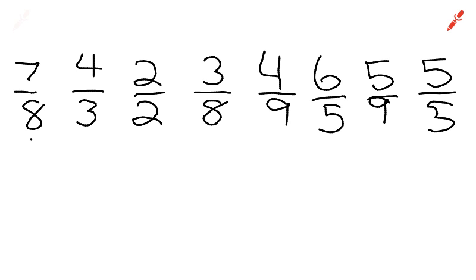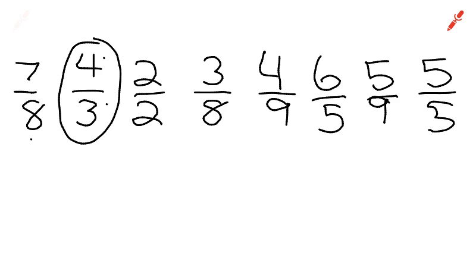The next one, 4 over 3. If you think it is proper, put your thumbs up. If you think it is improper, put your thumbs down. This one is improper, and so like the directions say, circle the improper fractions, we're going to circle this one. That's because the 4 is bigger than the 3. Bigger number on top will allow us to see that it is improper.